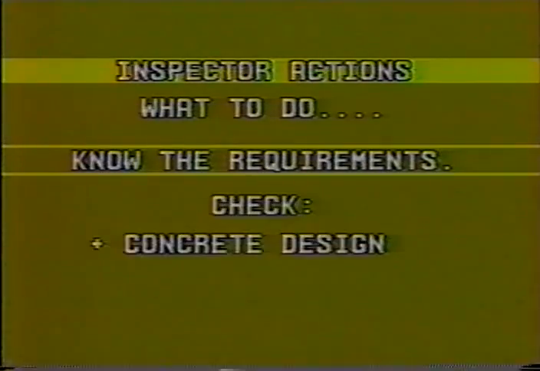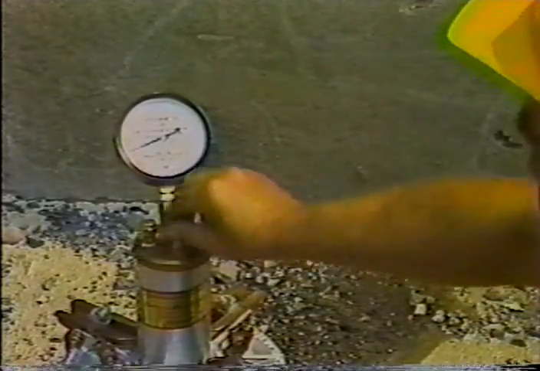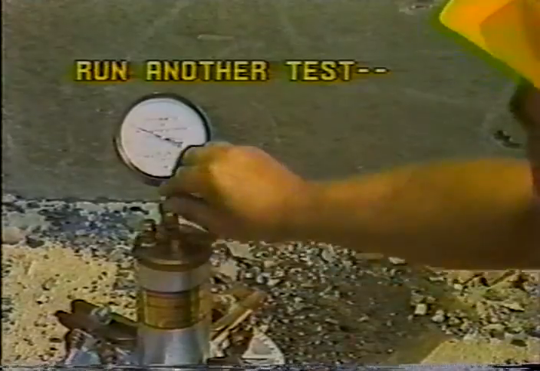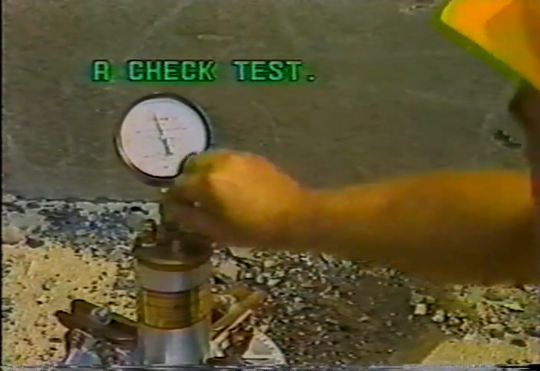And finally, inspect your actions. What to do when air contents don't comply with specifications. First, be sure you know the requirements. Check the concrete design and the specifications if you are unsure. When a test result is out of specification, run another test. In fact, anytime you see or suspect something unusual, run a check test.